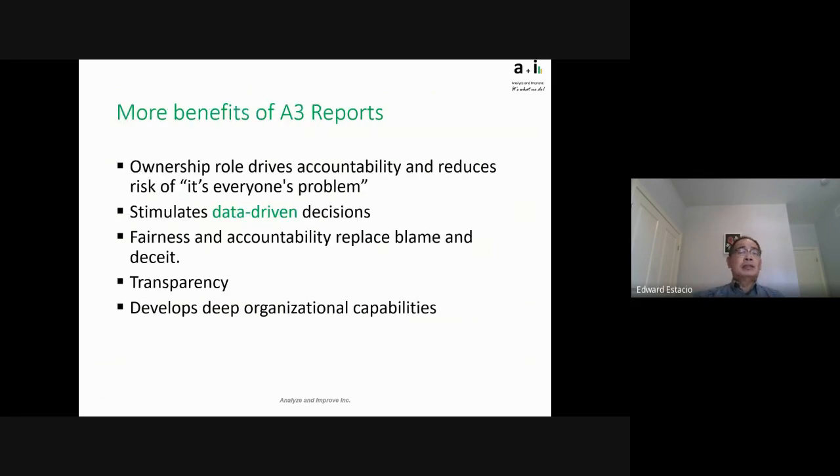Some other benefits: it drives accountability and reduces the risk of "it's everyone's problem." Why do we say it's everyone's problem? Most of the time, we just point fingers at each other, right? But this one, if someone has the ownership of implementing that solution, it drives accountability. It assimilates data-driven decisions. Again, we need to make decisions based on data only. If we don't have data, let's collect the data and confirm it. It's fairness and accountability, transparency, it's visual, and develops deep organizational capabilities.